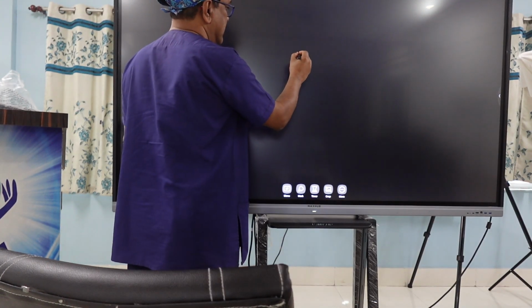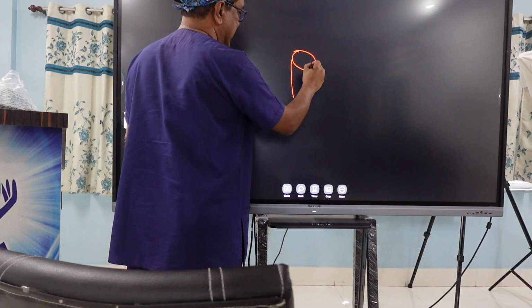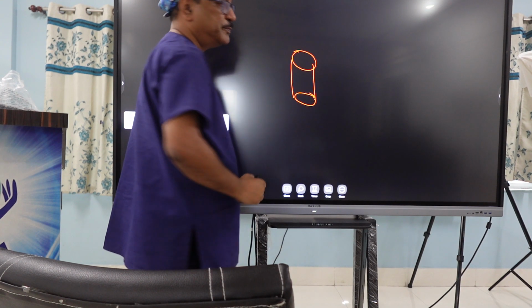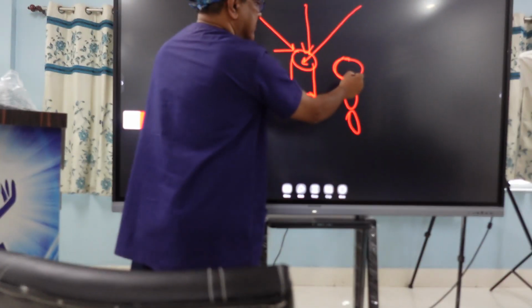So again, let me try to draw it. Suppose this is your pedicle. Pedicle is like a cylinder. So when the beam is perpendicular to it, you will see the pedicle very nicely like this. But suppose the beam is coming like that, then how will it be seen? It will be seen as an oval. If the beam is coming from here, again it will be seen as an oval. It will not be like this.